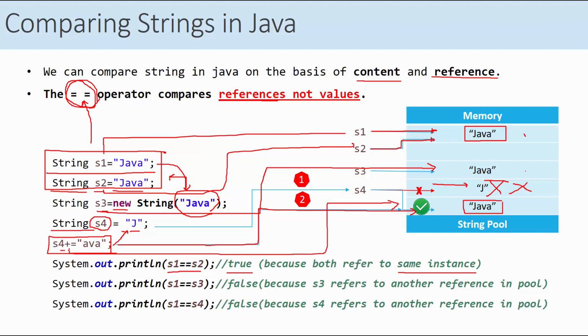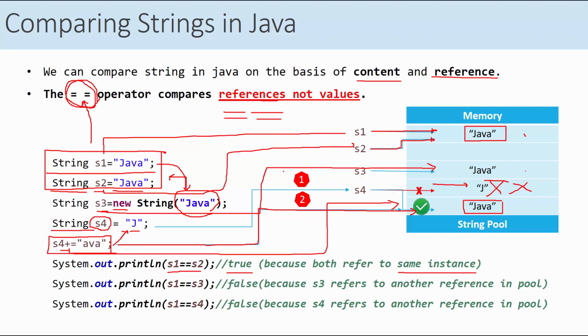So now S4 has its own reference. S3 has its own reference. S1 and S2 both share the same reference. So when you use equality, you are actually comparing references, not the contents.